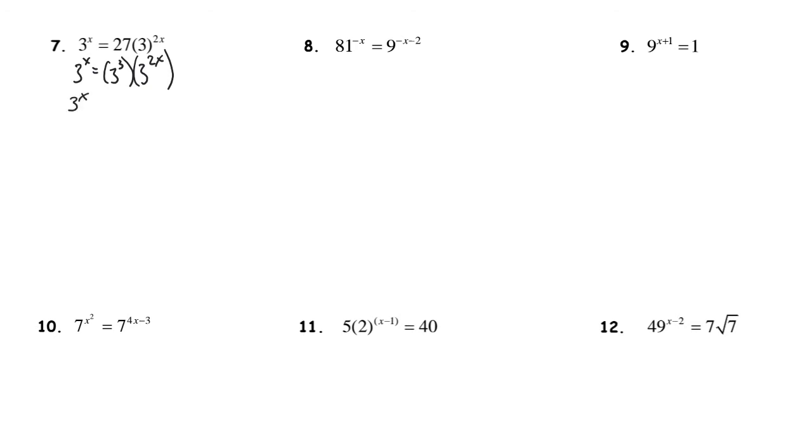So on the right-hand side, now that I'm multiplying those two powers together, what I can do is add the exponents. So this becomes 3 to the 2x plus 3. I'm going to add those exponents. Now I've got power equal to power. The bases are the same, so I can set the exponents equal to each other. And then I'm going to subtract x from both sides and subtract 3 from both sides to get negative 3, my mistake, is equal to x.